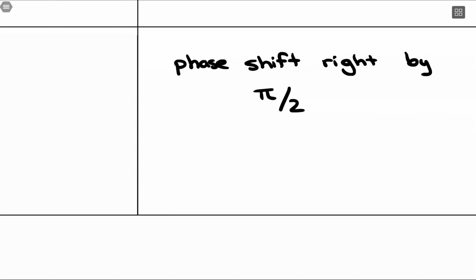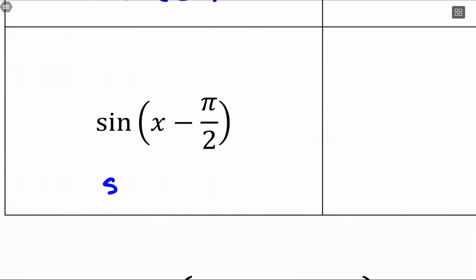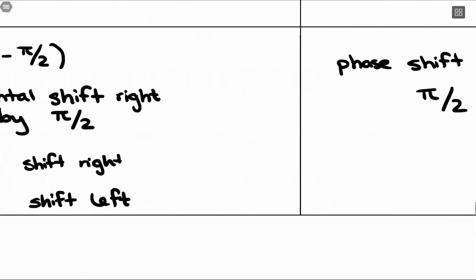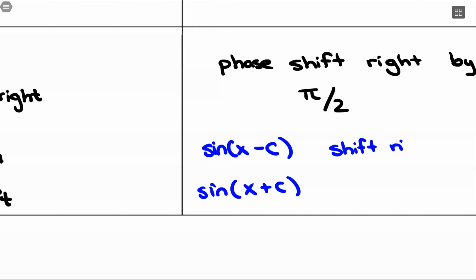And it's going to be the same thing in general. We'll call this letter C. So if you see sine of x plus c, and then it just depends on whether it's negative or positive, that number will determine our phase shift. So if you see sine of x minus c versus sine of x plus c, if you see subtraction, that's a shift right. And if you see addition, that's a shift left.